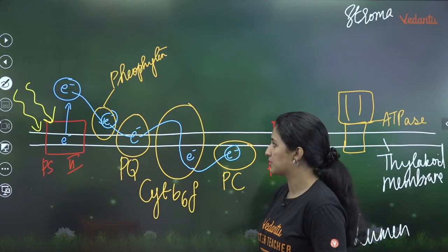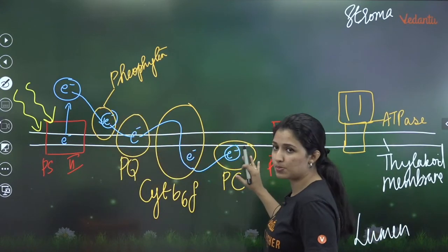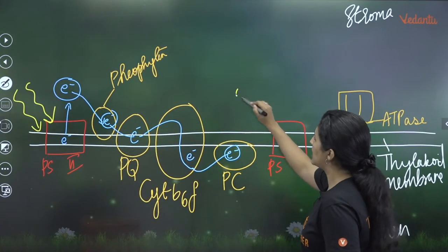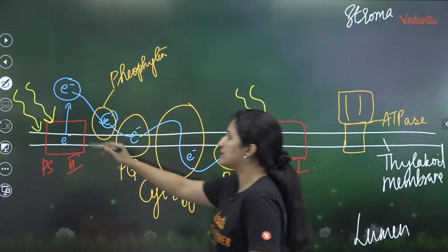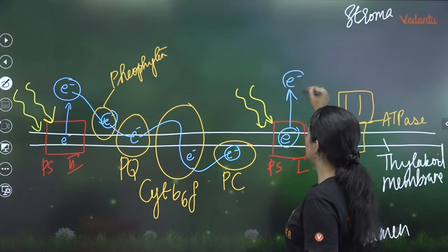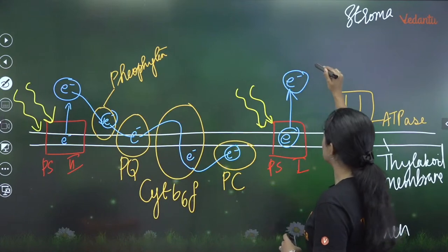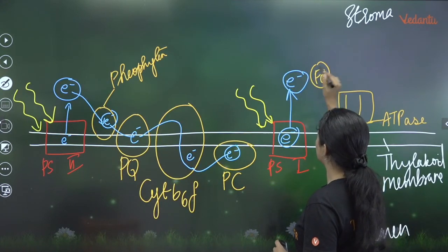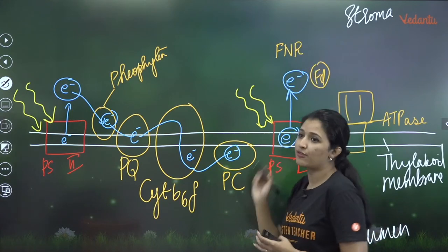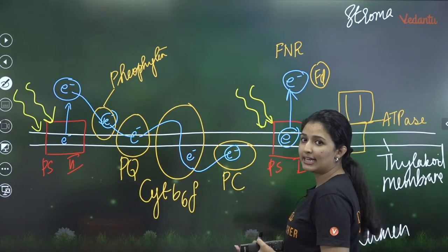We'll talk about chemiosmotic synthesis, but this movement happens. Initially the electron moves all through this place and comes here. At the same time that PS2 is excited, we have PS1 also being excited. Once PS1 is excited, the electron from PS1 goes into a higher energy orbital and then is accepted by ferredoxin. So imagine ferredoxin is here. This electron will go into ferredoxin, and then we have something called FNR. What is FNR? Ferredoxin NADP reductase.